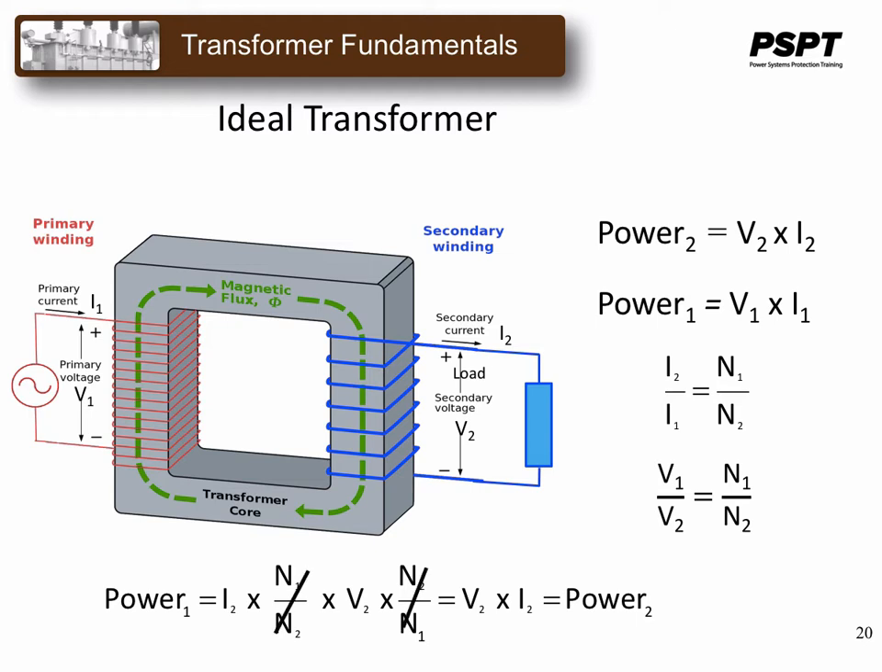And we see that we can get rid of the turns ratio, and we're left with the fact that the power coming into the primary side is equal to the power going out the secondary side. So this should be no surprise. You can't create power, and the transformation of the voltage and the current should take that into consideration, which you can see here it does.